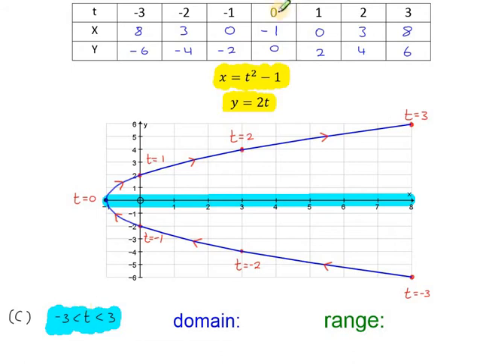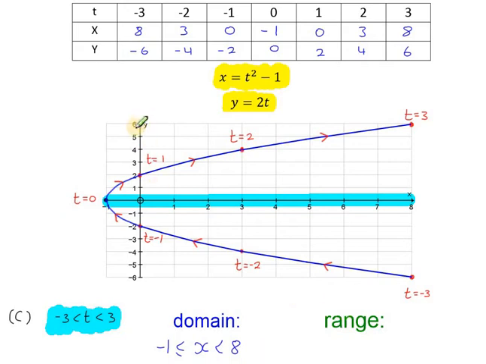When t equals 0, x is equal to -1. That's a valid point. But t equals 3 is not included. It says t is less than 3, so t equals 3 is not included. For that reason, x equals 8 will not be included as part of the domain. So the domain is any value of x starting from x equals -1 all the way up to, but not including, x equals 8.